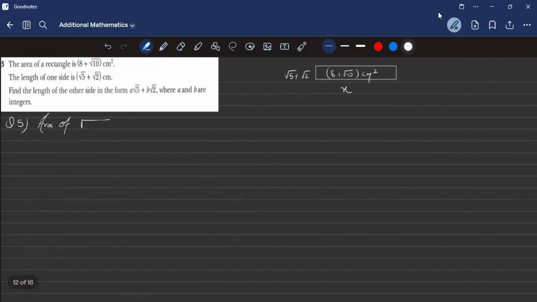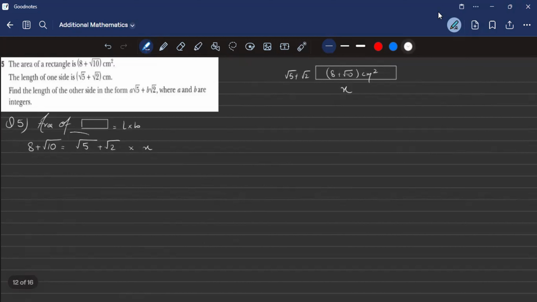Area of rectangle is actually equal to length multiplied by breadth. So what we're going to do is, we know one side and we know the area, so we are going to input those values inside. So 8 plus under root 10 is equal to, one side is under root 5 plus under root 2, and the other is x. So we multiply this by x.